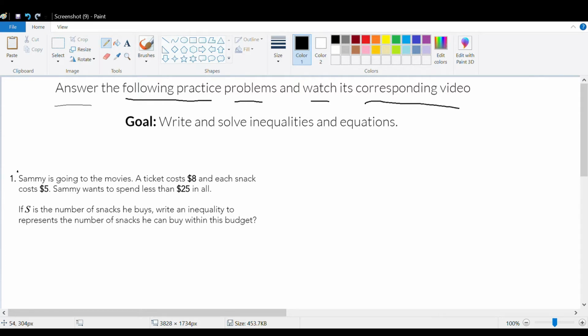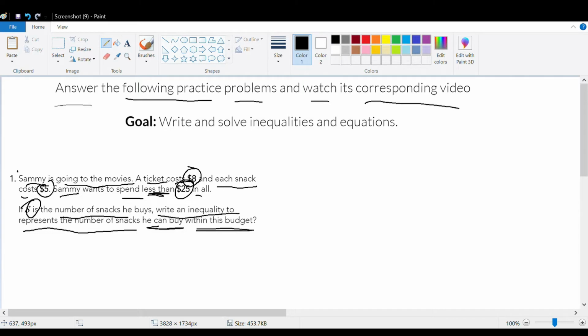Number 1. Sammy is going to the movies. A ticket costs $8 and each snack costs $5. Sammy wants to spend less than $25 in all. If S is the number of snacks he can buy, write an inequality to represent the number of snacks he can buy within the budget.